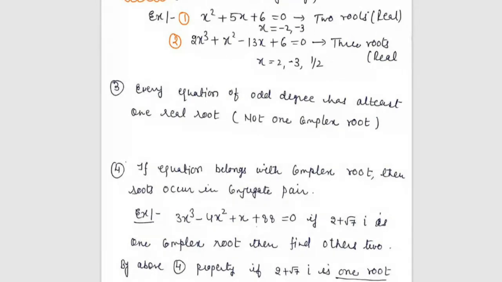Suppose your equation is of degree 3, so it is odd degree. Odd degree has at least one real root. It means one real root has to be there, and after this there may be imaginary roots. But this is not possible for the complex roots alone.